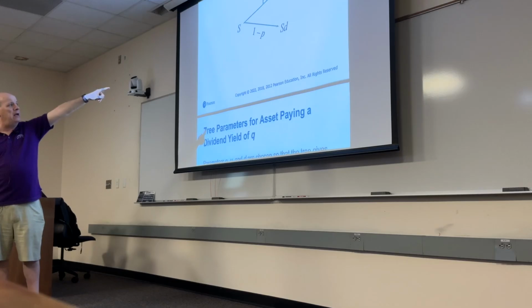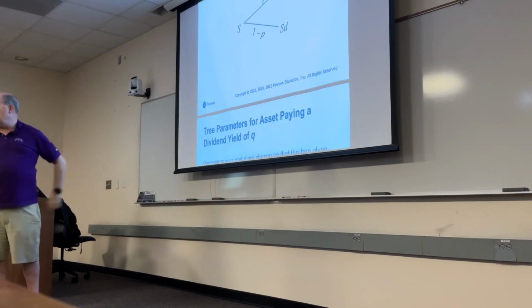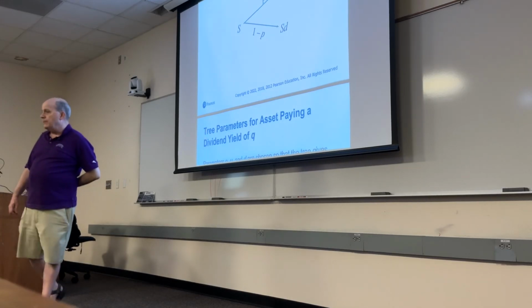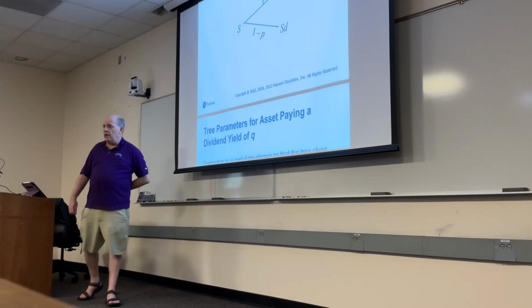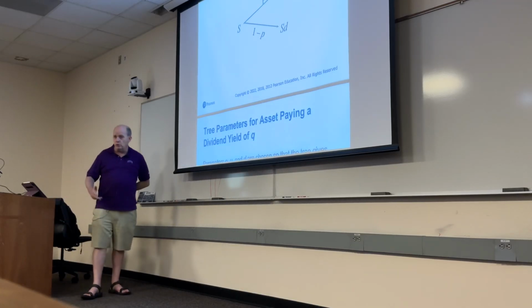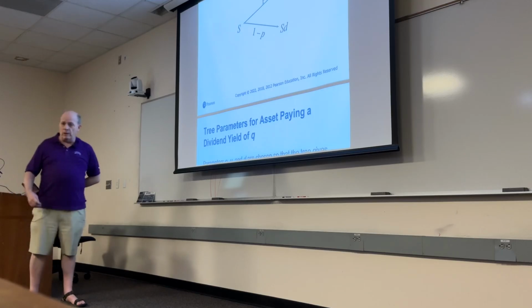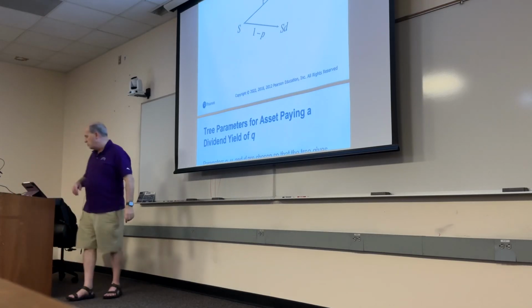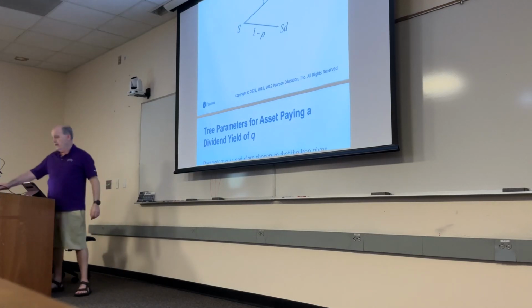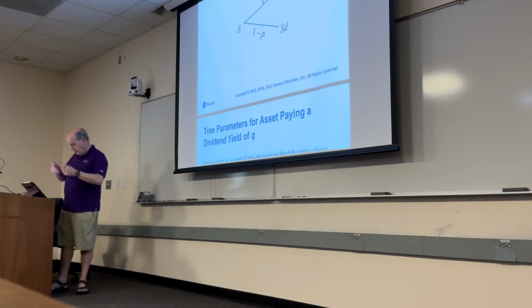Why is it P and not some other number besides 1 minus P? Because it's a probability, right? And there's only two choices, up or down. You always have to add up to 1, right? Either it went up or it went down. We'll see a trinomial tree in a few minutes where we allow the middle possibility, it does nothing.